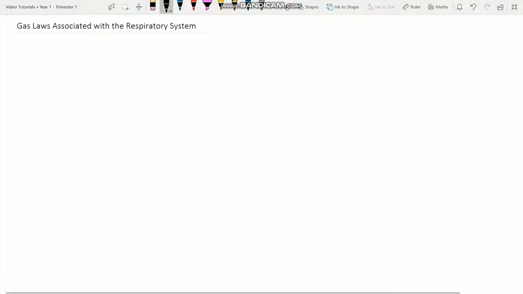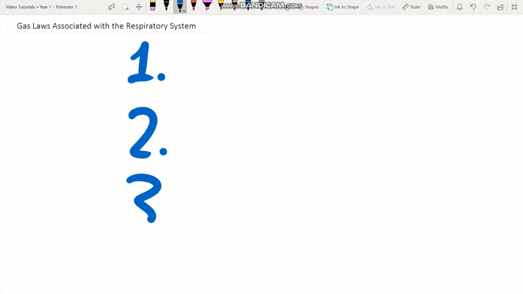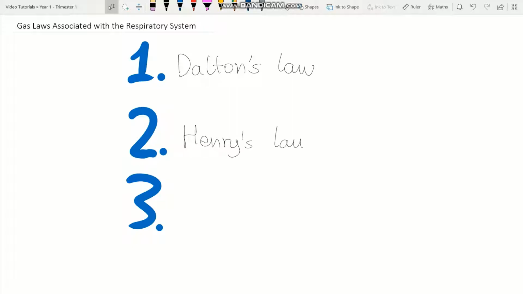Hi everyone. Today I wanted to go through the three gas laws that are associated with the respiratory system. These three laws are quite important in the function of the respiratory system as they essentially allow for the dictation of these functions. The three laws that I'll be covering today are Dalton's law, Henry's law, and Boyle's law.